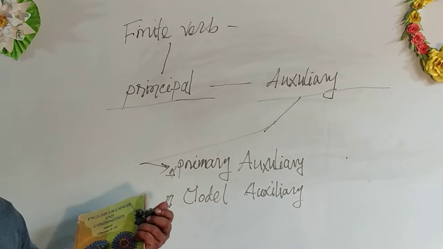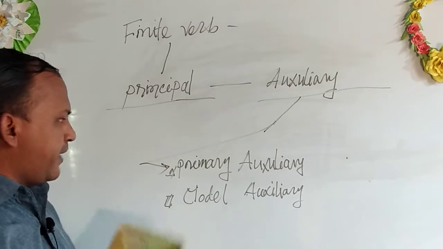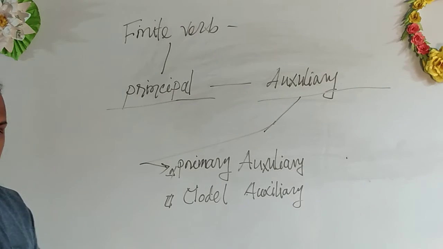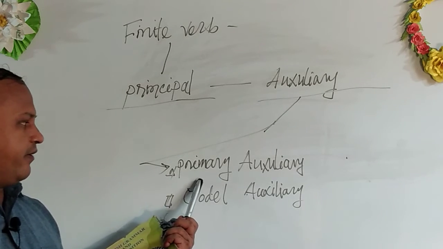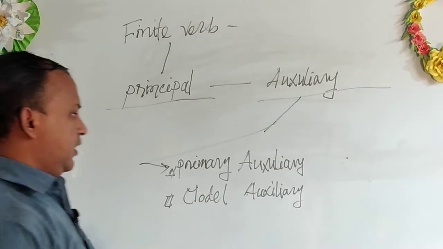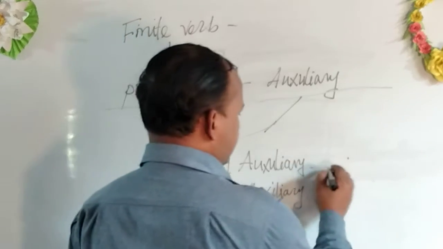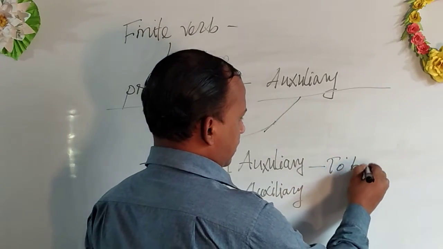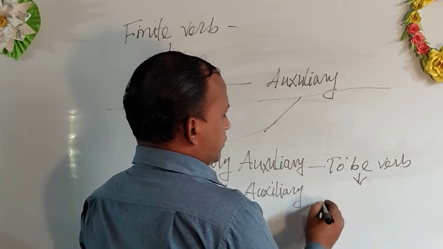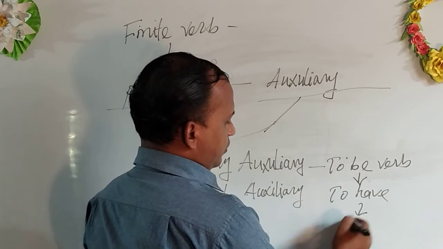Here, dear student, are the two kinds of auxiliary verbs, such as the primary auxiliaries and modal auxiliaries. You know that the primary auxiliary verbs are of three types: to be verb, to have, and to do.